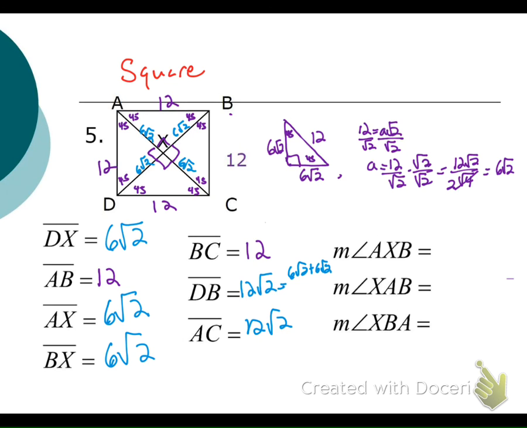So AXB, that angle is going to be 90. And then we have XAB. So XAB is this little angle right here. So 45. And then XBA, yep, 45. We're done. Yay.